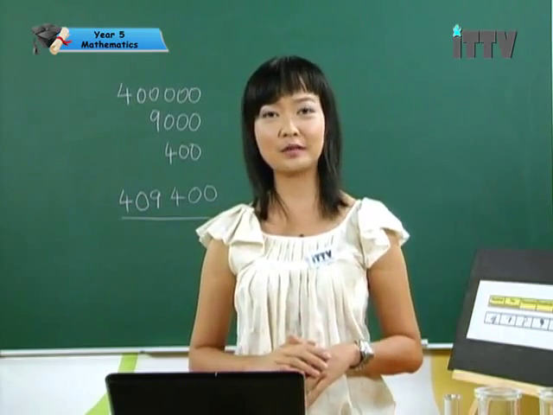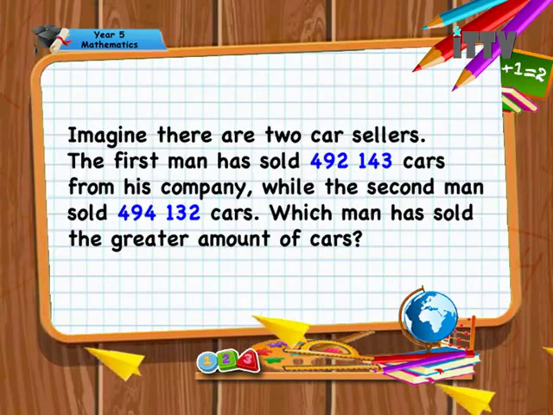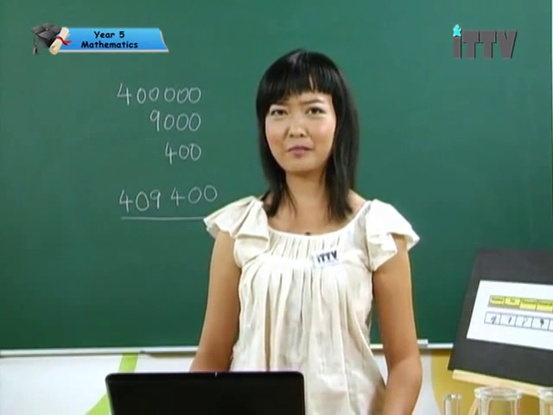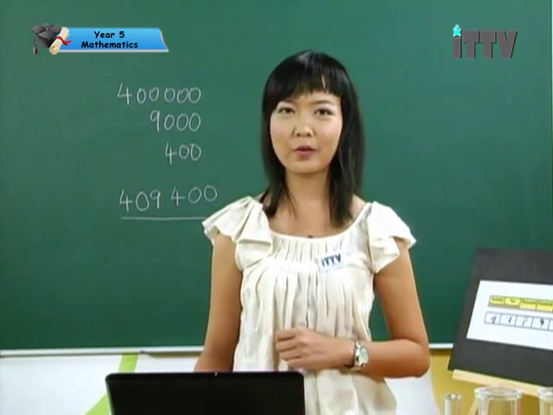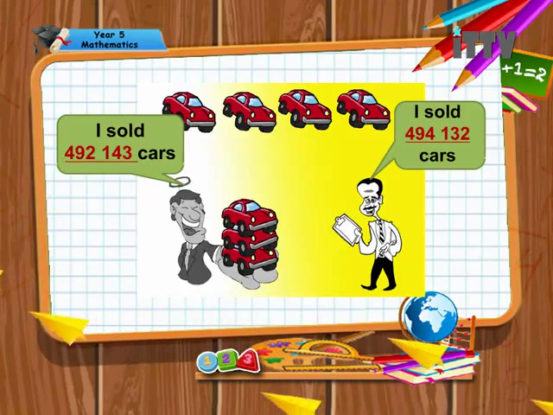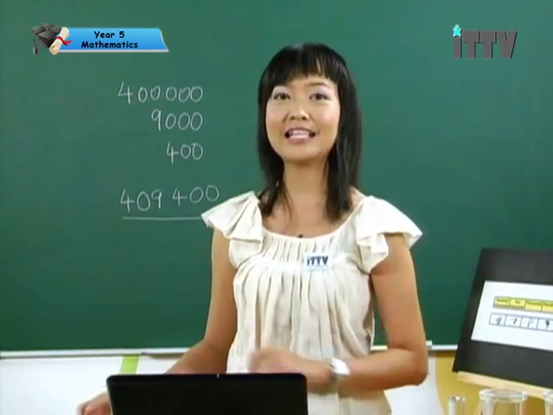Okay, take a look at this question. Imagine there are two car sellers. The first man has sold 492,143 cars from his company, while the second man sold 494,132 cars. Which man has sold the greater amount of cars? Wow, that's quite a bit of a number over there, isn't it? Well, if we put it into picture form, we have it like this. Now, how do we solve it? Which is greater? Aha! For this question, we will solve it with the help of the place value chart.